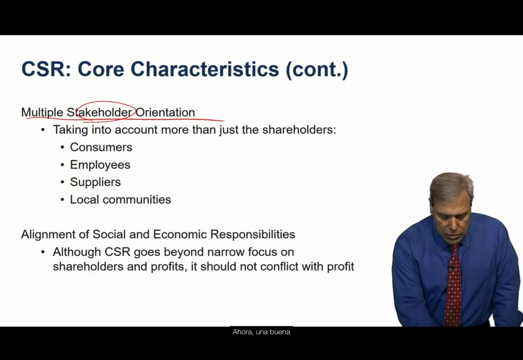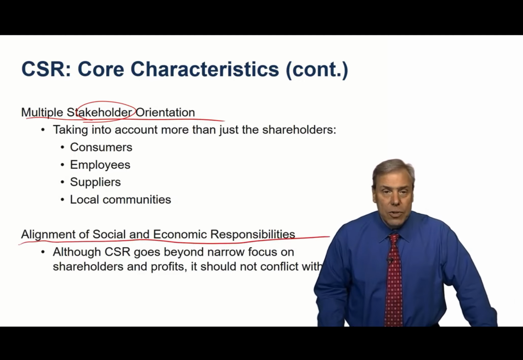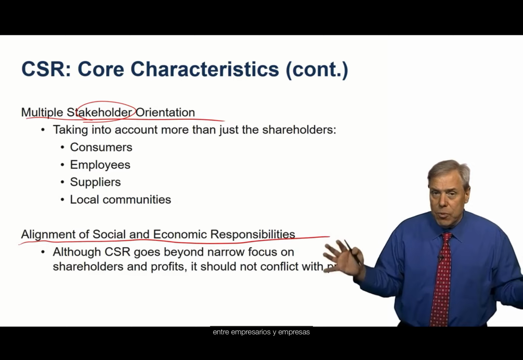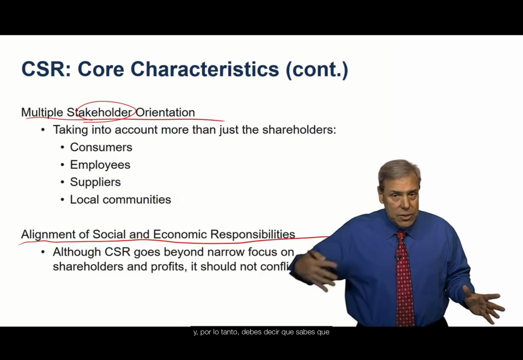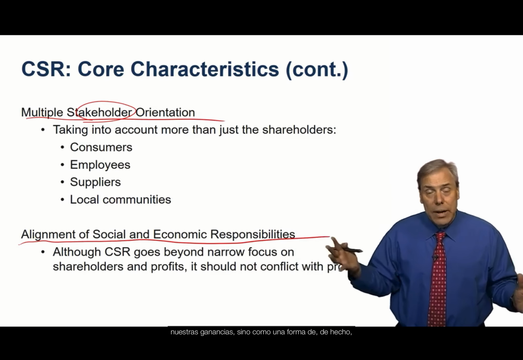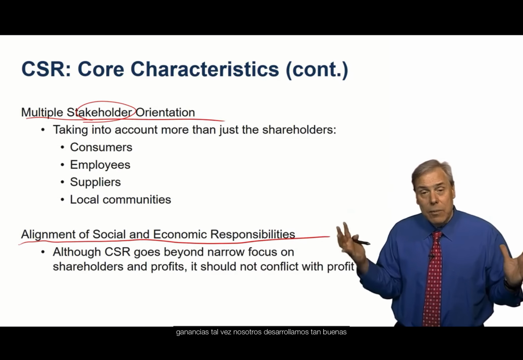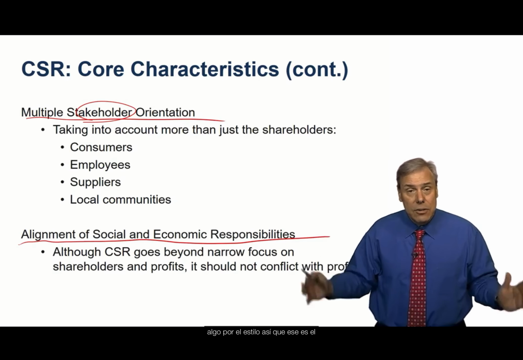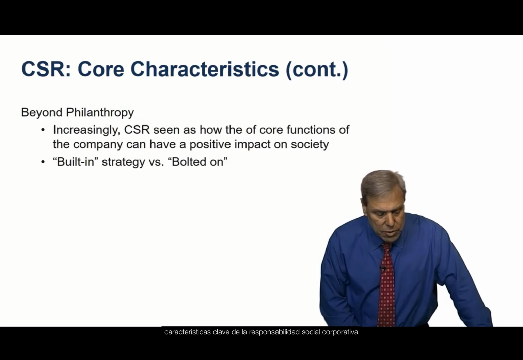Now, a good corporate social responsibility strategy would have an alignment of social and economic responsibilities. So although CSR goes beyond the narrow focus on shareholders and profits, it should not conflict with that, right? It should say, we're doing this not to reduce our profits, but in fact it could even be a way to enhance the profits. Maybe we develop such good public relations for what we're doing that more people buy our hamburgers or something like that. So that's some of the key characteristics of corporate social responsibility.